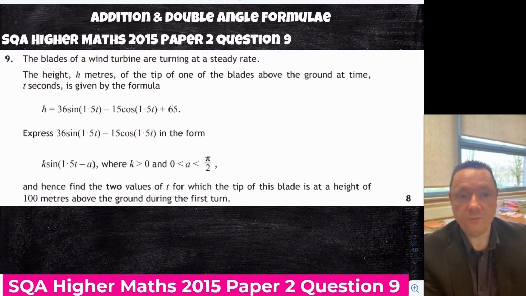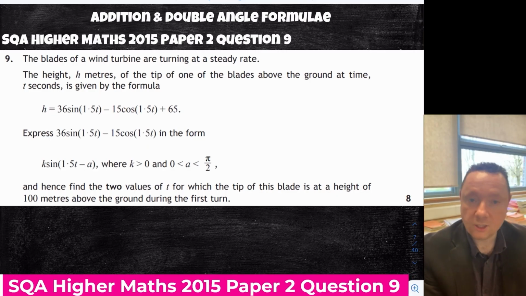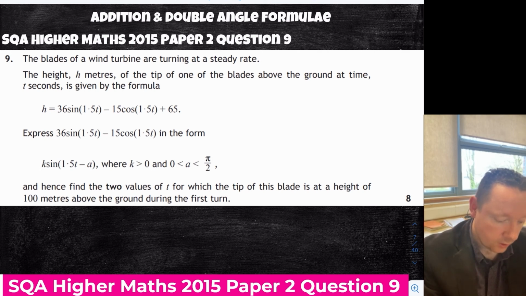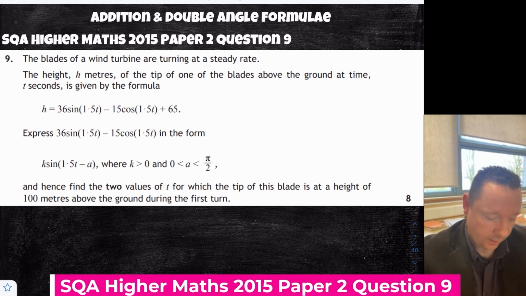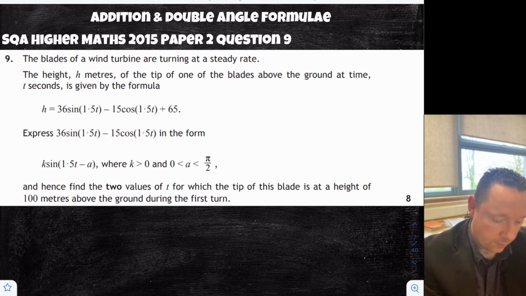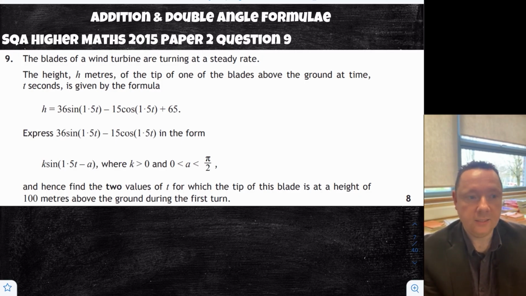SQA Higher Maths 2015, Paper 2, Question 9, for the addition and double angle formula. The blades of a turbine are turning at a steady rate. The height h of the tip of one of the blades above the ground at any time t seconds is given by the formula. Express 36 sine 1.5t minus 15 cos 1.5t in the form k sine 1.5t minus a.